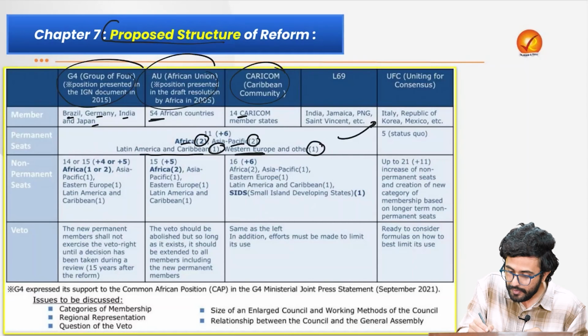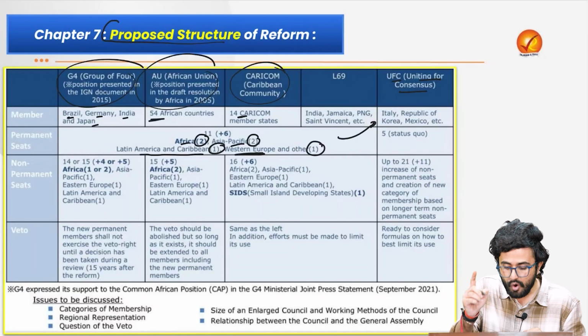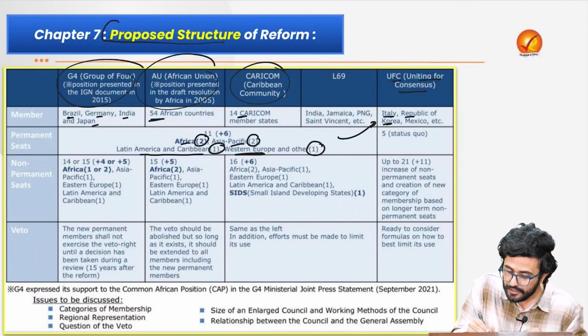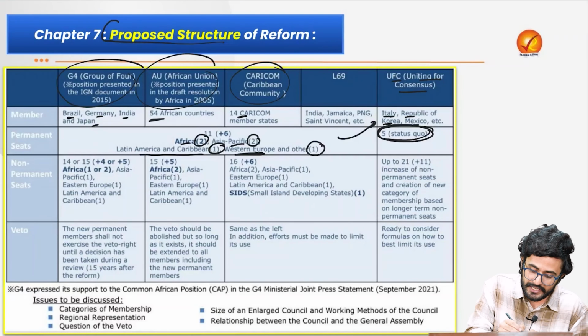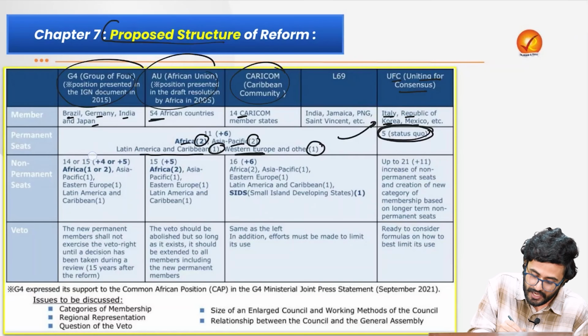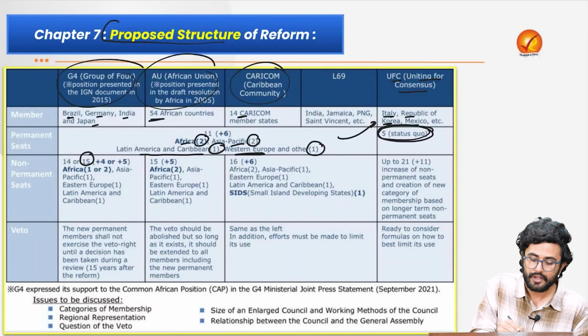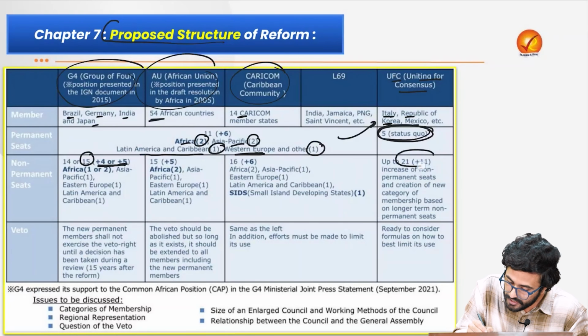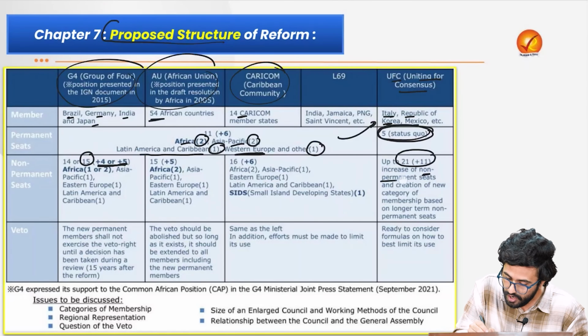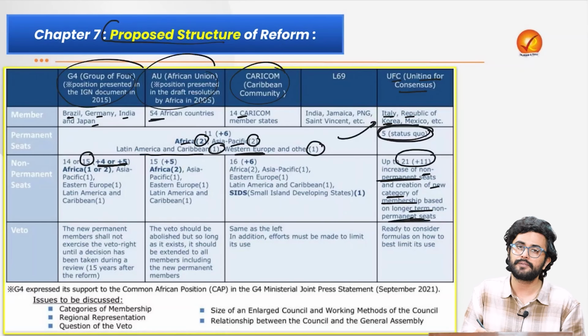This is being opposed by the UFC, Uniting for Consensus, or Coffee Club, consisting of Italy, Korea, Mexico, Pakistan, which wants to maintain the status quo. Then G4 is basically saying that the non-permanent seats shall be increased to at least 25, so 4 or 5 more seats shall be added there. This Coffee Club basically says that the seats shall increase to 21 non-permanent seats, and a new category of membership based on longer-term non-permanent seats shall be created.